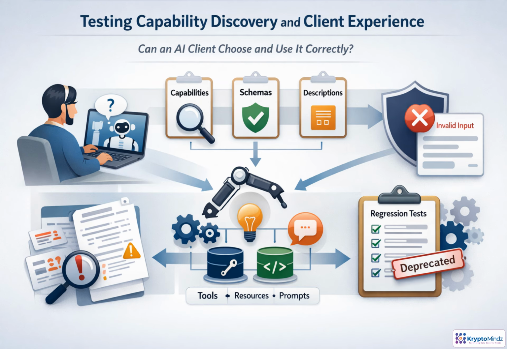Testing should answer the client's real question. Can I understand this server and use it safely? Start by inspecting advertised capabilities for clear names, complete descriptions, and consistent metadata. Then validate schemas with good, bad, and ambiguous inputs, making sure unsafe requests fail cleanly. Next, simulate realistic AI client choices. Which tool, resource, or prompt gets selected and why? Exercise errors, limits, and deprecations, so clients learn the right recovery path. Finally, keep regression tests around names, schemas, descriptions, logs, and traces, because small changes can affect discovery.